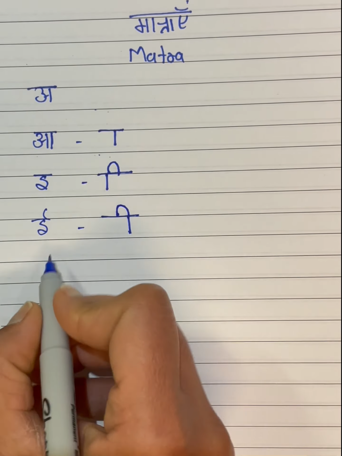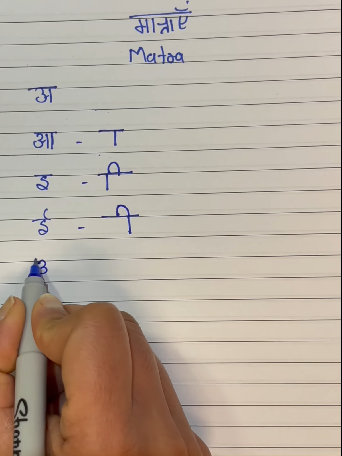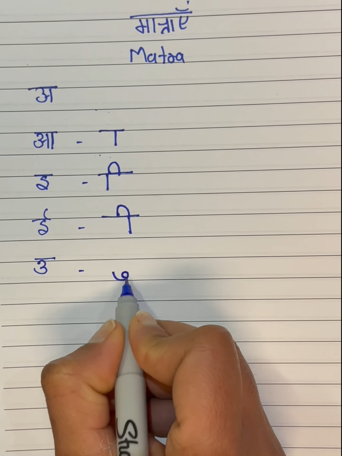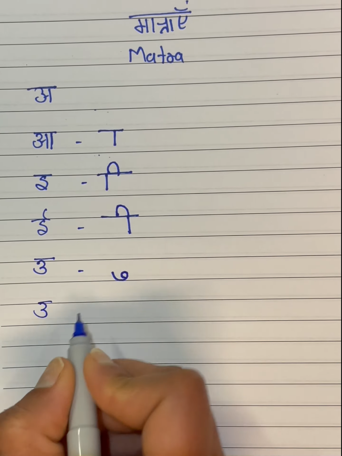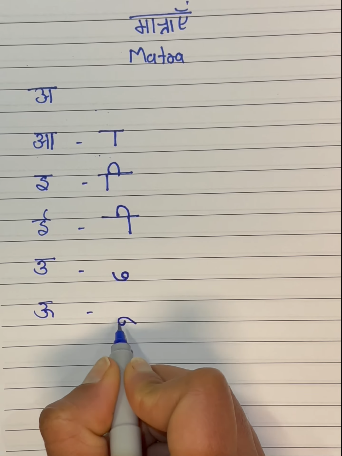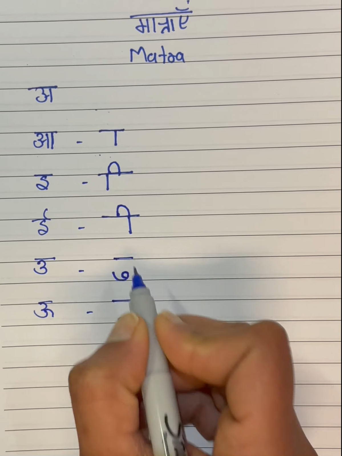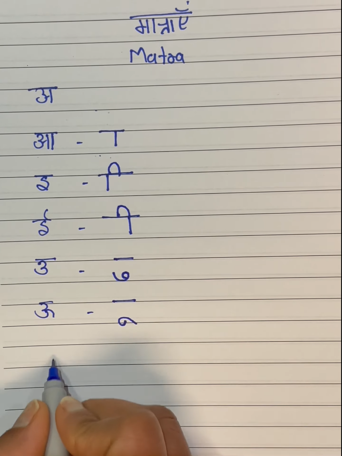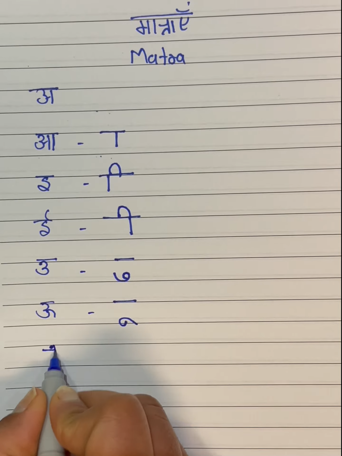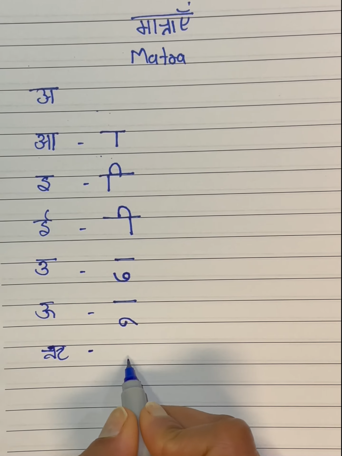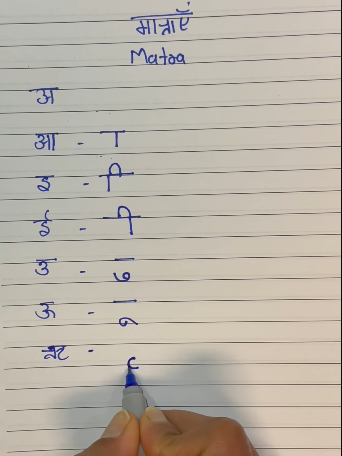I, E, then U. This matra go under the letter. U. This matra also go under the letter, but it's the opposite. So you have to remember this. This is like 6 and this is like 9, okay. And then R. So it is also go under the letter, and this is just like a C, small c, okay.